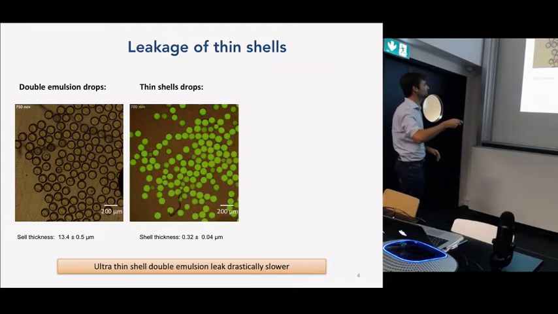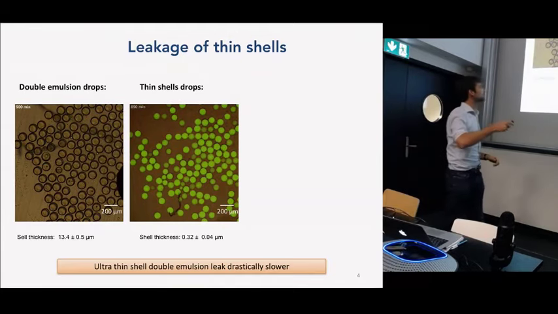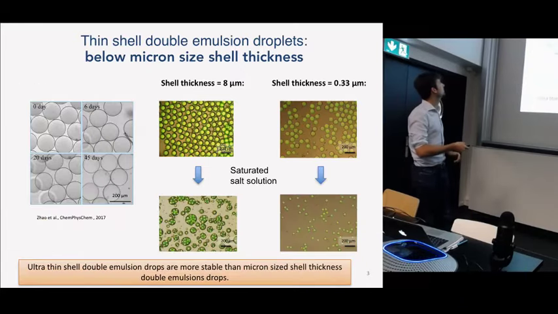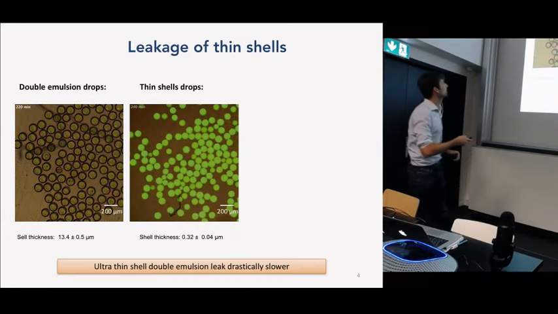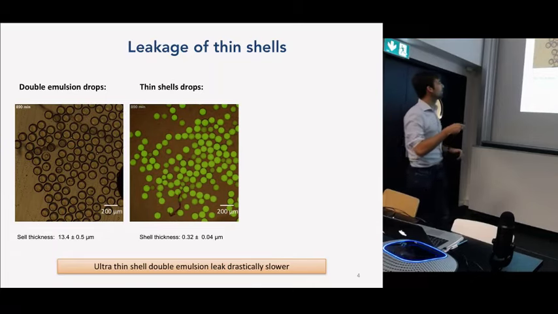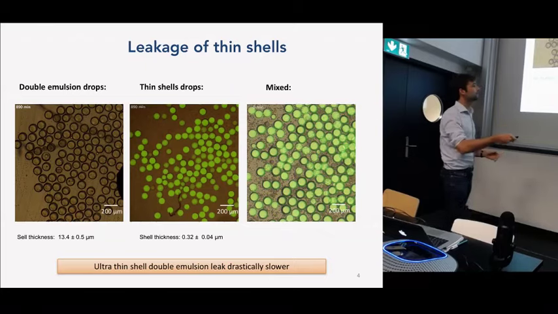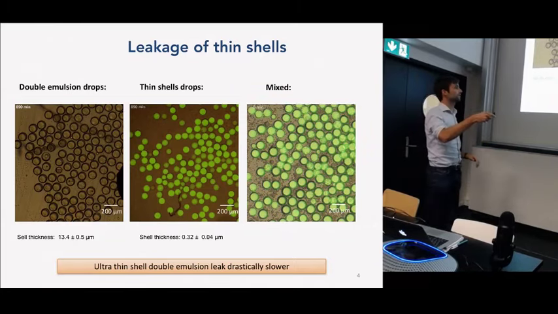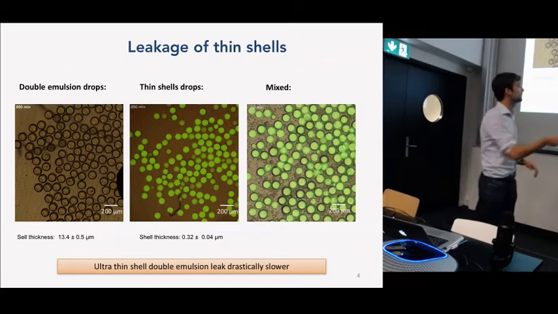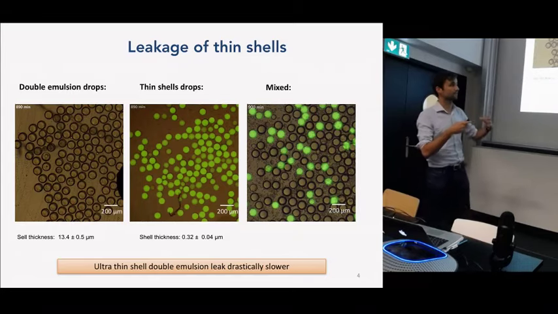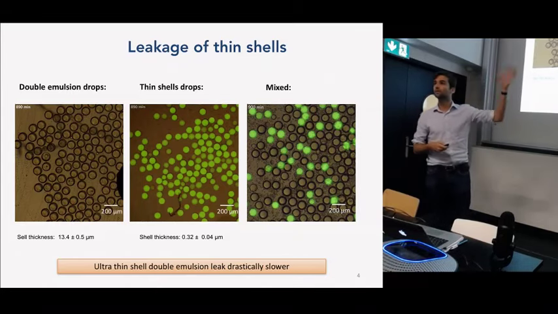Sorry. Here is 13.4 micron shell thickness, and here is 320 nanometer shell thickness. As you can see, after 15 hours, the whole fluorescein that was put inside the double emulsion leaked, whereas for the thin shell we still have some fluorescence. I want to show you, we did the mix in the same image of thin shell and double emulsion, and you'll see how it goes. So all the 13.4 micron shell thickness, they leak faster, whereas the thin shell, they remain with the fluorescence inside.